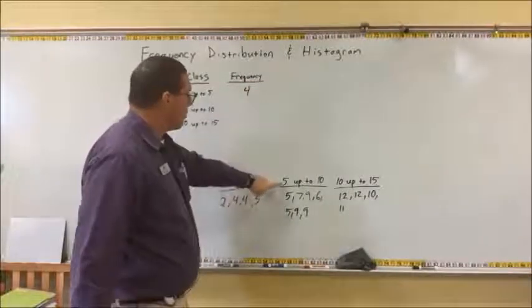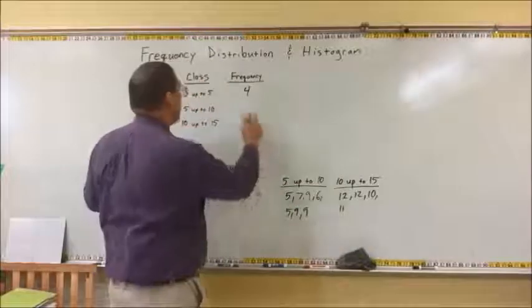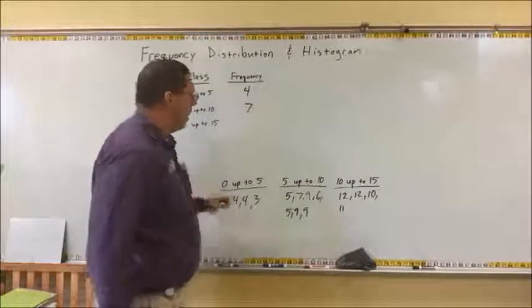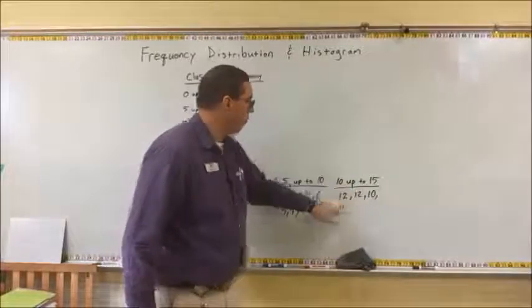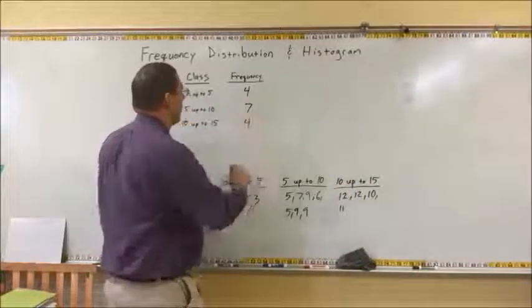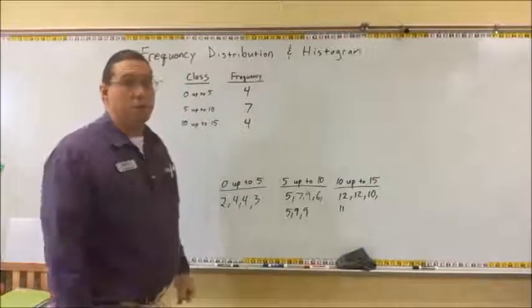How many of the numbers are in 5 up to 10? 1, 2, 3, 4, 5, 6, 7. So we're going to put a 7 here. And how many are in the class from 10 up to 15? 1, 2, 3, 4. So we're going to put a 4 here. There we go. That is a basic frequency distribution.